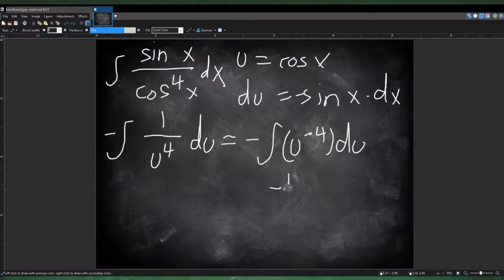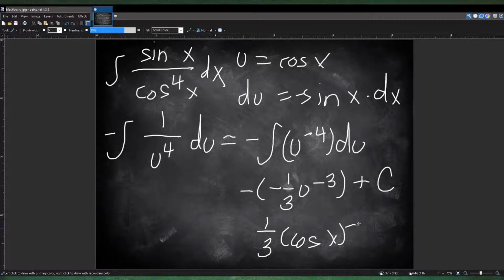So this is negative 1/3 times u to the negative 3 plus c, right? You always have to add that constant. Now what we do is that we already have u is equal to cosine of x, so we could substitute that in. Negative times negative is positive, so that's just 1/3 of cosine of x to the negative 3 plus c. And that is our answer, basically.